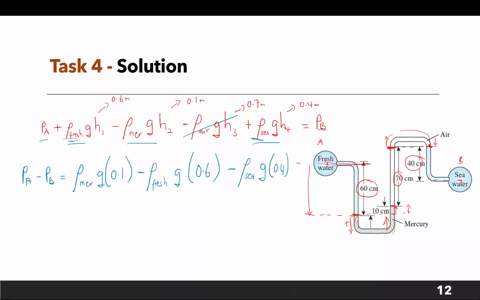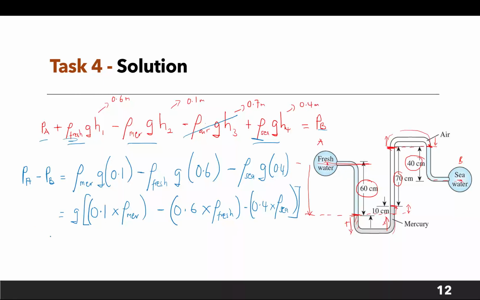Now, what I need to do is just to do the substitution. In order not to write a lot, I can bring out my G and say I have 0.1 times rho mercury. I always leave it so that you can solve along and enter the values. I have minus 0.6 times rho of fresh water, minus 0.4 times rho of what? Sea water. So simply put this 9.81 into bracket 0.1. You know the values, so put the values in them and then get me the final answer. Okay, so we just have this and that.